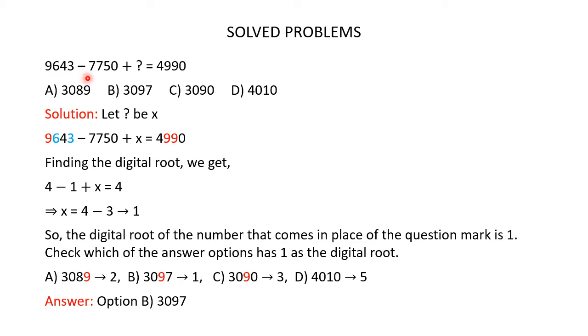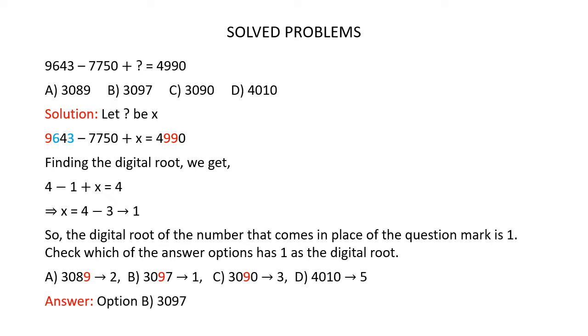9643 minus 7750 plus question mark is equal to 4990. Here you are given 4 answer options and you have to find out which of these answer options can replace the question mark in the given equation. So now let the question mark be x. So we have 9643 minus 7750 plus x is equal to 4990.